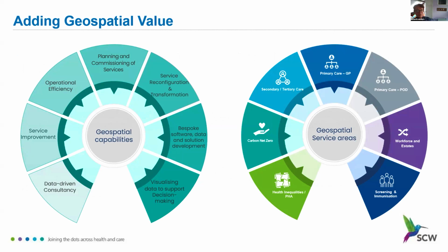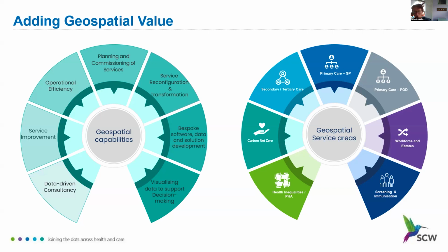On the left, it shows us service areas or work themes. So we've got data-driven consultancy, visualisation of data, bespoke software, service reconfiguration, that's how you can do things better in better places, efficiency, so lots of capabilities. And the service areas are the kind of areas where we work. So primary care with GPs and pharmacy. We've done work around workforce and estates, so where buildings are and where the people who work there are, and how you can rearrange things to make them more efficient.